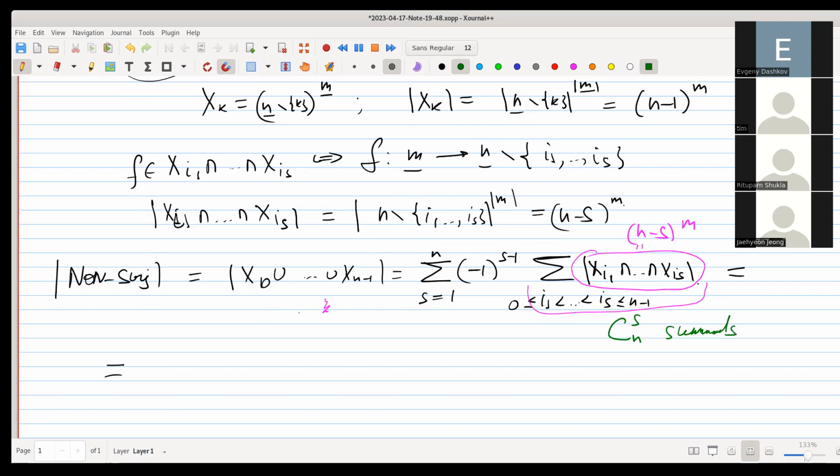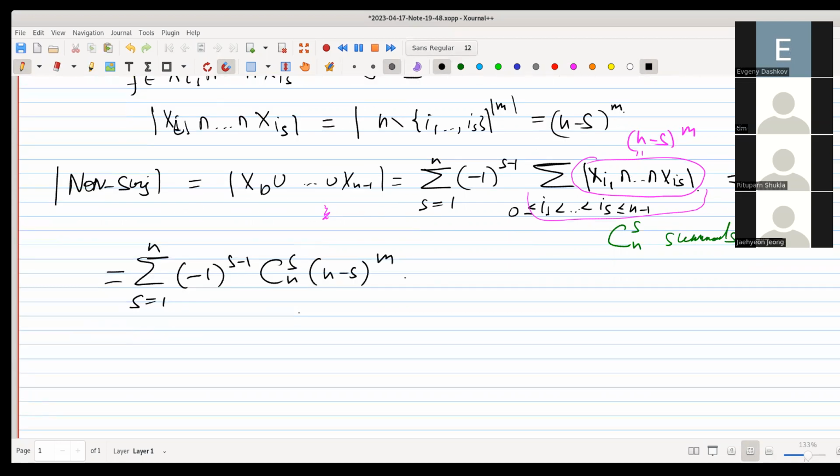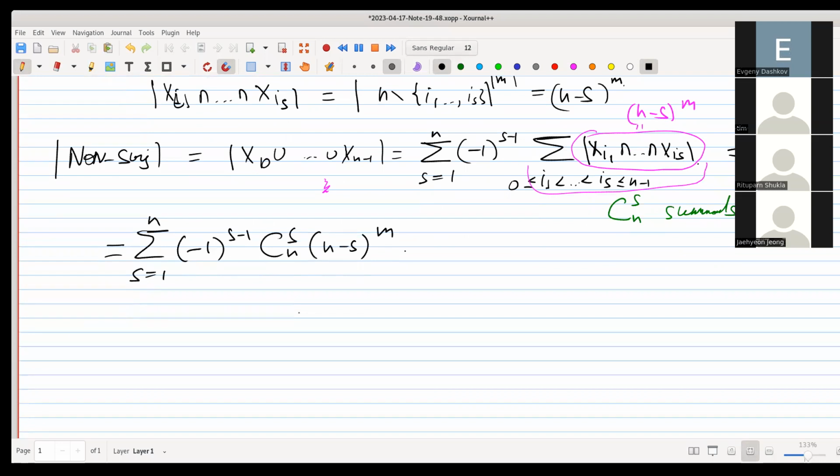Is it clear? And every summand equals n minus s to the power m. So as a result, we obtain this term. Is it clear? Yes. This is the number of non-surjections.